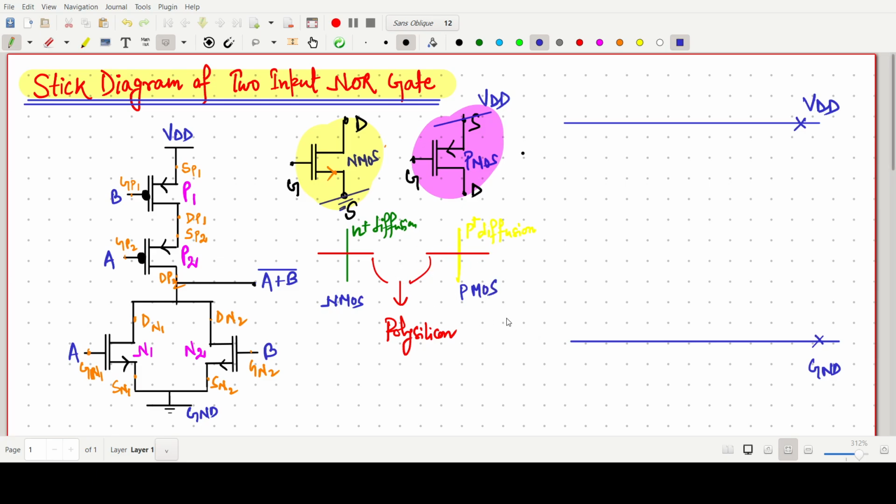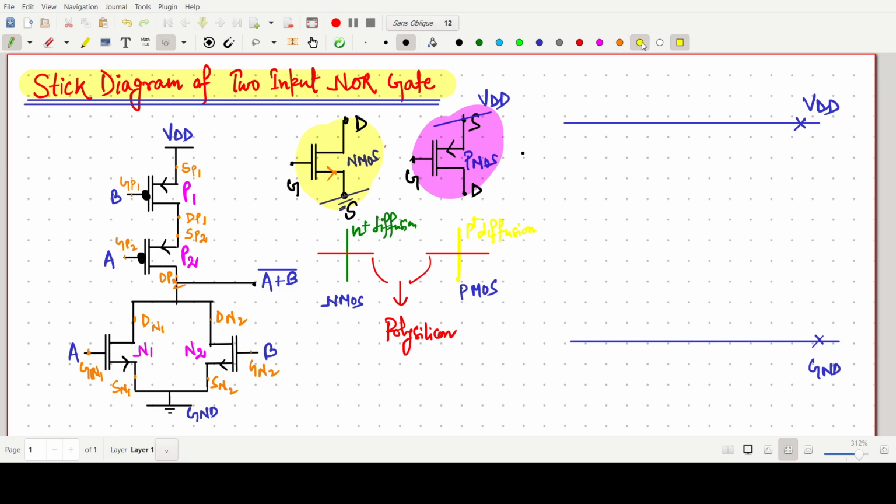Clear. So now, for the stick diagram representation of the two input NOR gate, there are two PMOS. So for making two PMOS we have to make it like this. I'm making the two PMOS structure. So two PMOS is there. Wait, I am just taking this two PMOS structure.